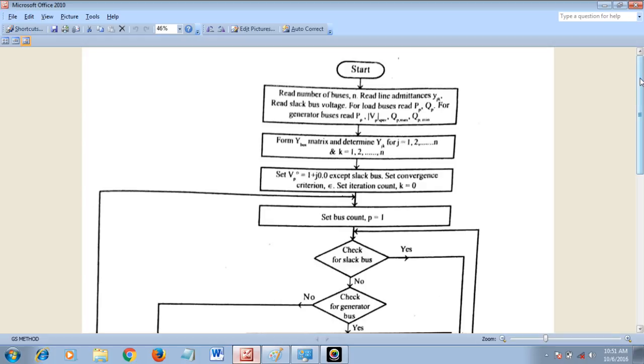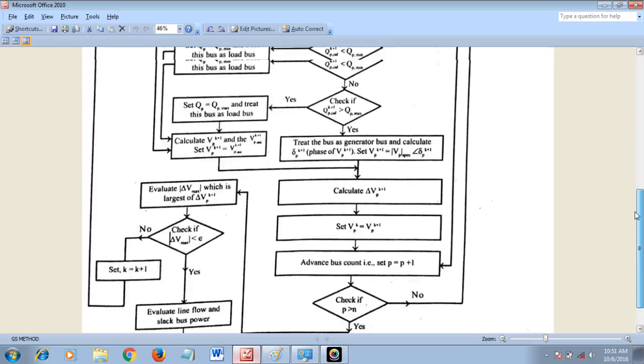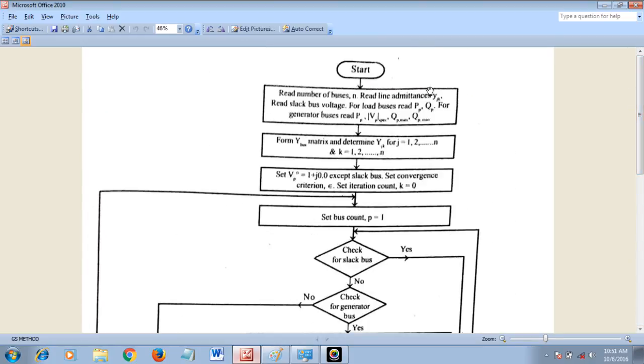Here I have to start my system, that is, the start process is involved in it. After the start of any conventional program comes the read step. Here we have to take the number of buses in the power system, whether it is a 3 bus, 4 bus, 5 bus, or up to n number of buses, which we have to identify in the reading block.